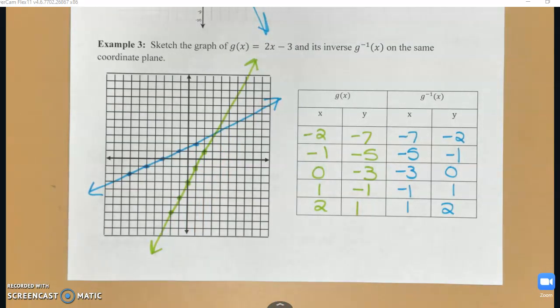All right, and that concludes our notes today on finding inverses both algebraically and graphically.